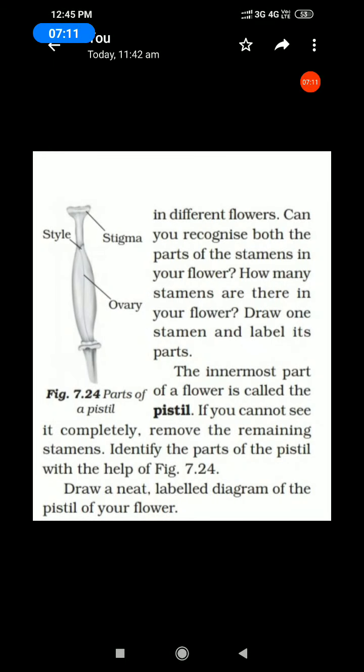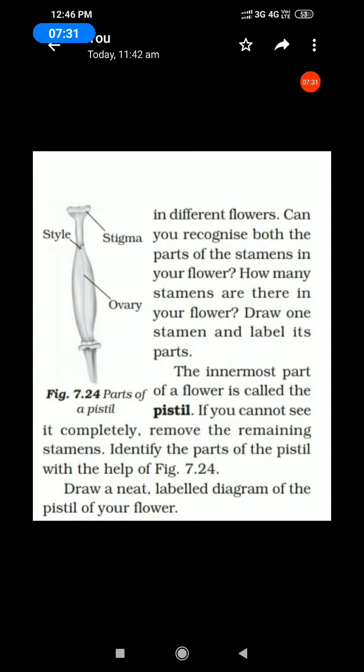Next, different flowers. All of you see your book. Listen, in the different flowers, can you recognize both parts of the stamens in your flowers? How many stamens are there in your flower? Draw one stamen and label its parts.